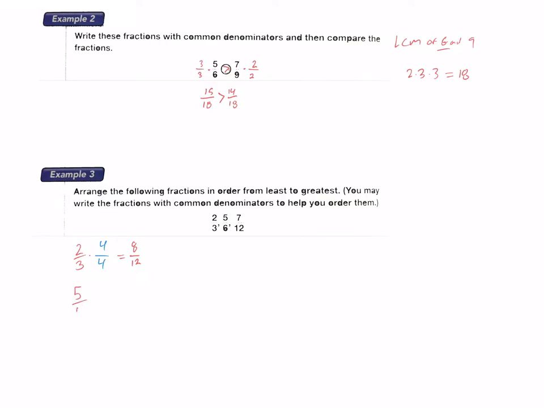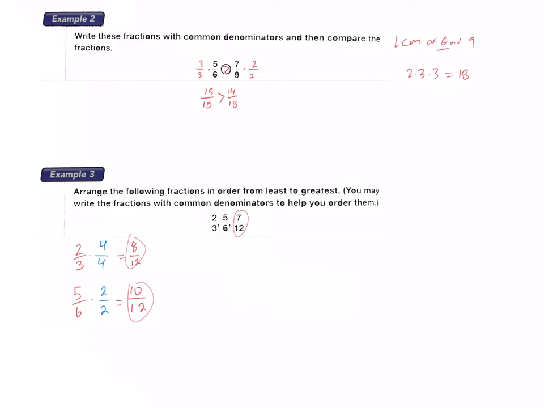The 5 over 6, I'm going to multiply it by something, namely 2 over 2. So that denominator is 12, so it's going to be 10 over 12. And this 7 over 12 is already there. So notice all of these have the same size pieces, right? All of them take 12 of them to make a whole.